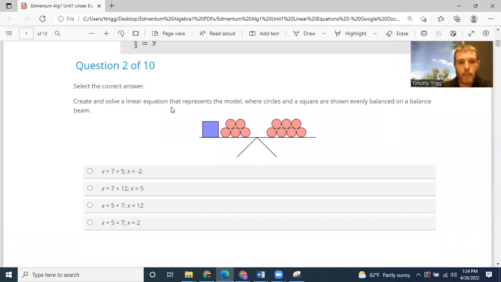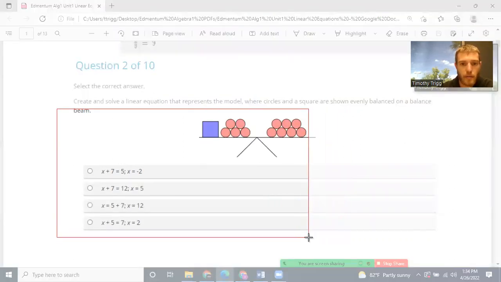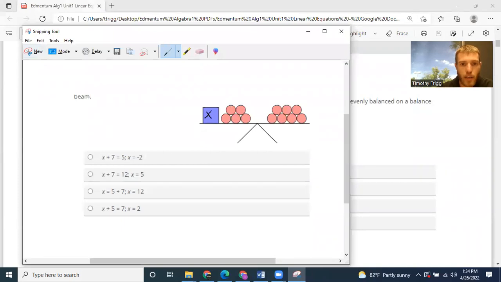Create and solve a linear equation that represents the model, where circles and squares are shown evenly balanced on a balanced beam. Okay, so the square is going to be our x. And each circle counts as a one. So these are all ones, and these are all ones over here too.